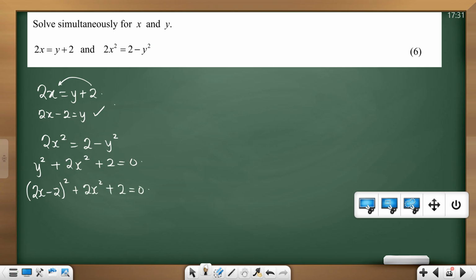Common error is that learners then distribute instead of foiling. 2x times 2x is 4x squared. 2x times negative 2 is negative 4x. Now I have to multiply that by 2. I hope you guys know how to foil, please. If you don't know how to foil, let me know, because I cannot allow you to go today. I did not distribute, I'm foiling.